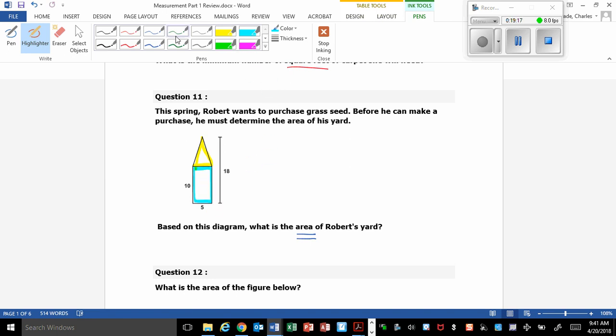Okay, and we're trying to find the area of each one. So in the triangle, the formula for a triangle is 1/2 base times height. Okay, and we know a rectangle is just base times height. So I'm going to plug the numbers in here. Now, if this is 5 from here to here, then what's this going to be? 5. So that will be our base.